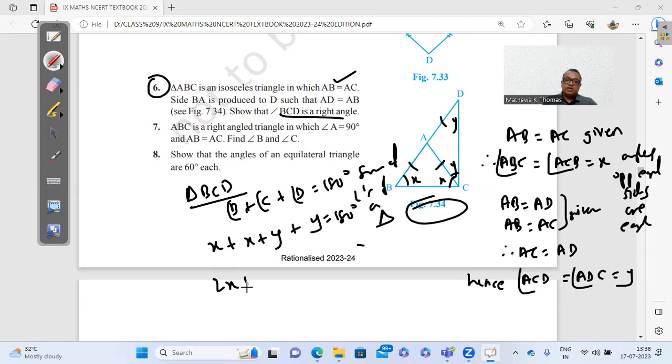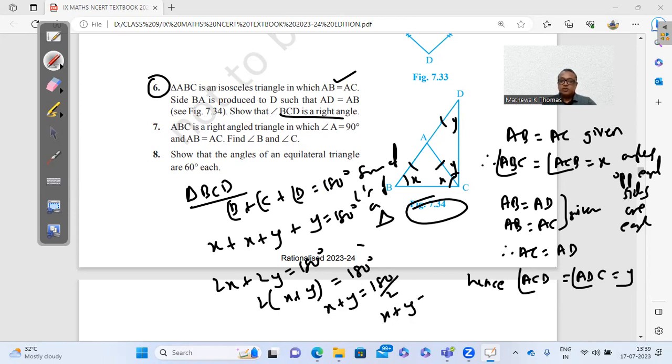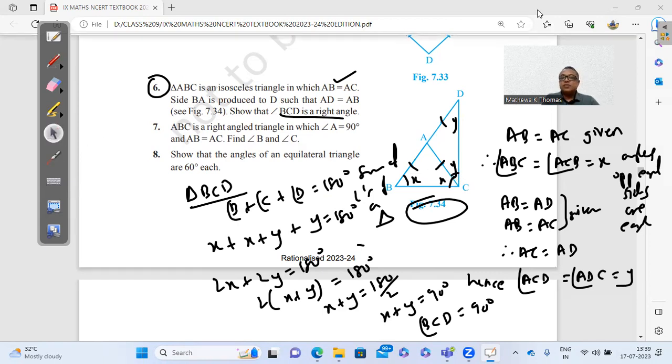So when I solve this, I'll get 2x plus 2y is 180. I will take 2 common, I will get 2 bracket x plus y equals 180. Therefore, x plus y is 180 by 2, therefore x plus y is 90. So we get angle BCD is 90. And if BCD is 90, then that means BCD is a right angle.